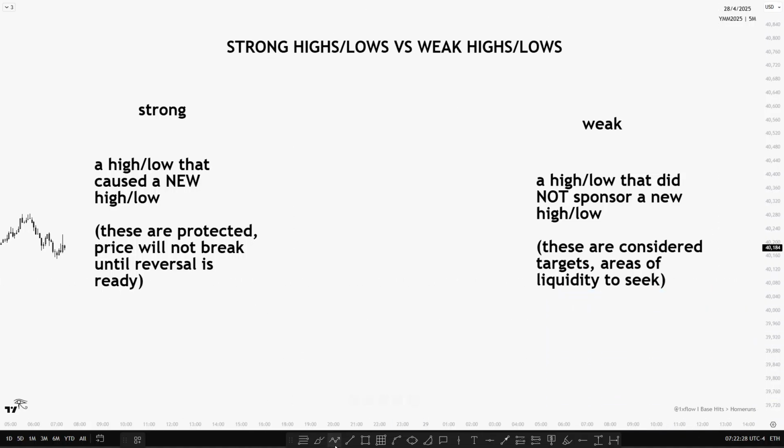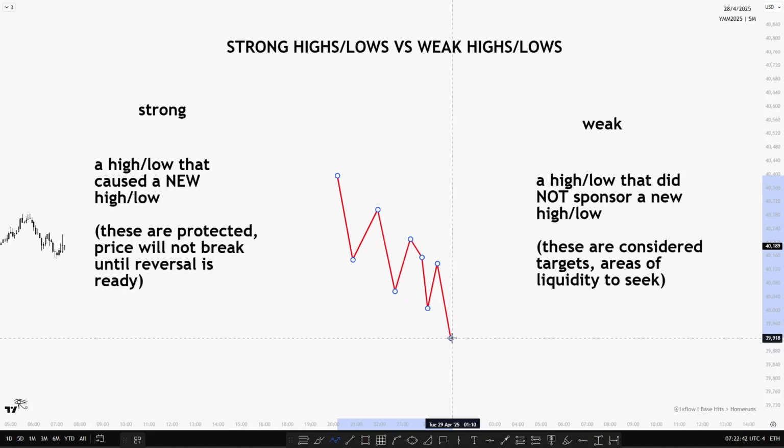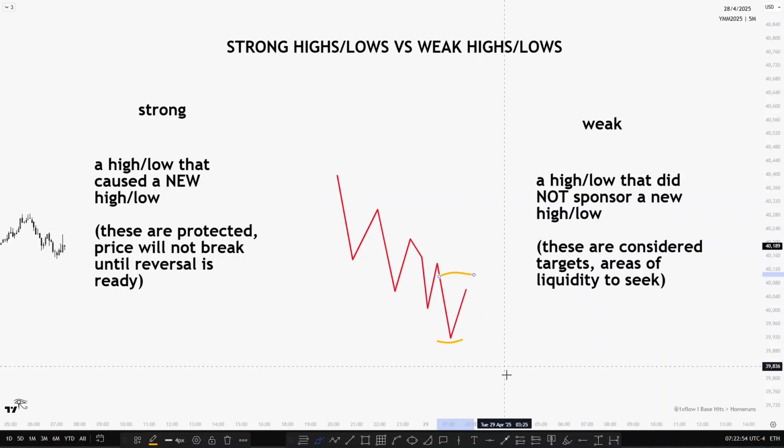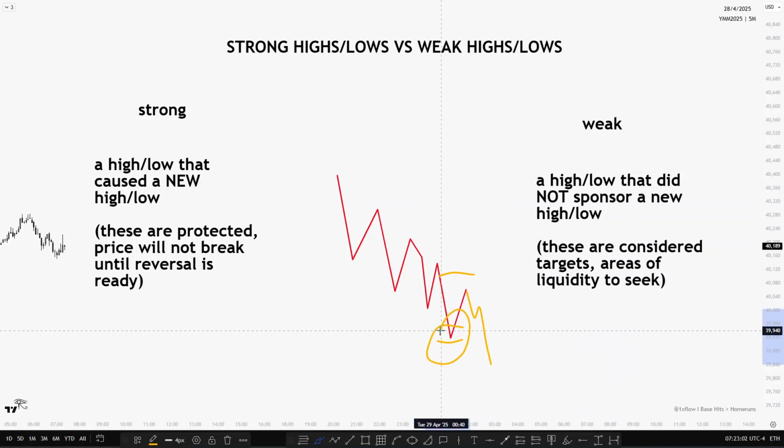All right, so in a scenario where it is a weak high or a weak low, this would be a high or a low that did not sponsor a new one. If price is in a downtrend, creating those lower highs and lower lows, lower high, lower low, lower high, lower low, we will look for that next weak low as our target. Once price comes up and creates this lower high right here, you now have this lower low, which is going to be a weak low because it did not cause a new high. Therefore, we can look for that trade to the downside, catch that trade, and take it into that weak low, which is right here.